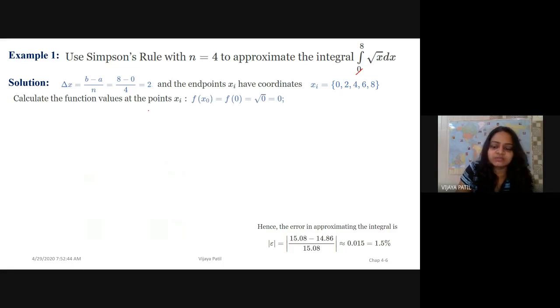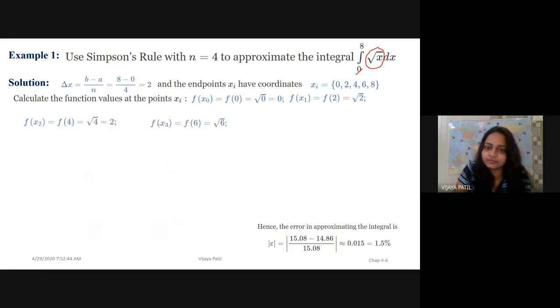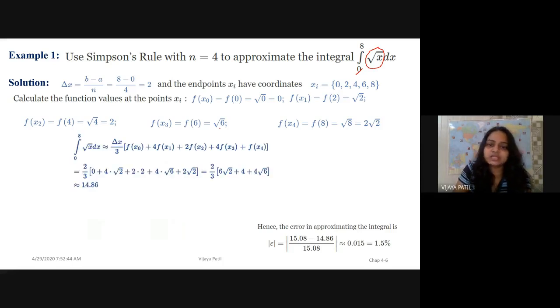So I need to calculate the values at every point. What is my f of x here? f of x is square root of x. So f of x0, that is f of 0, is square root of 0, which is 0. And f of x1, that is f of 2, is square root of 2. Then square root of 4, that is 2. Then square root of 6, then square root of 8 is 2 root 2, and so on.